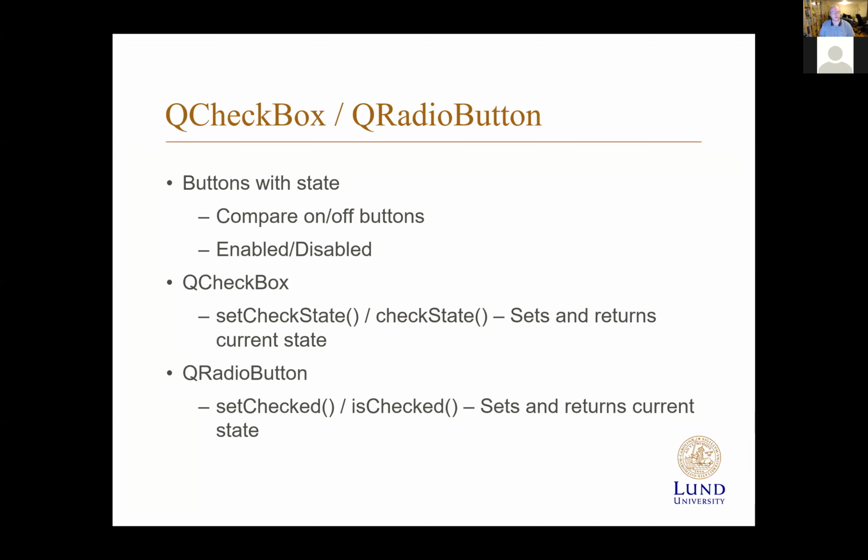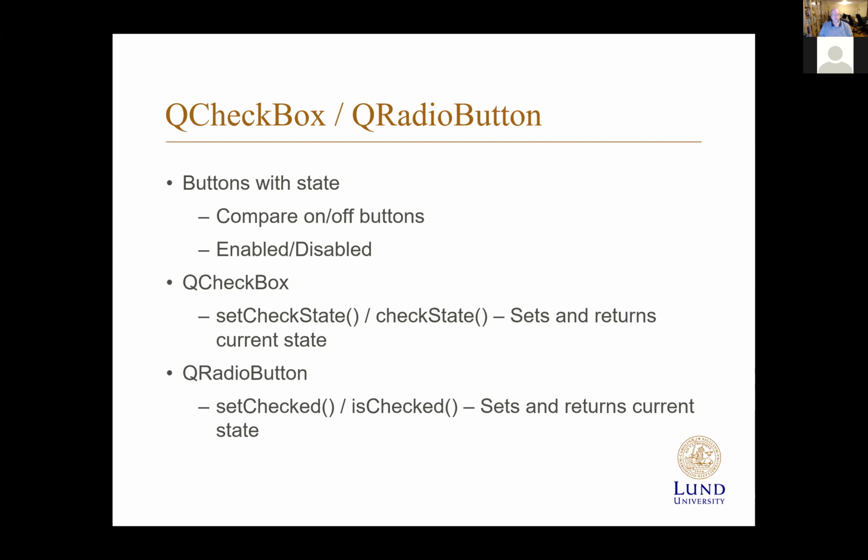Controls. So now I just go through the different controls that you can use to build your user interfaces from. So you can have buttons with state. The checkbox and radio button are specialized buttons that can have a kind of state. The checkbox, for example, can have on, off. The radio button can be a selection from a group. And they're controlled basically in the same way.